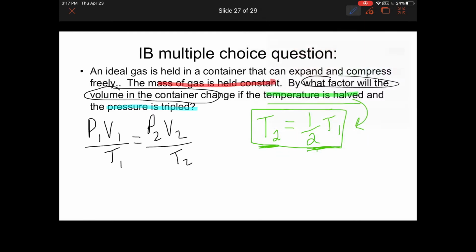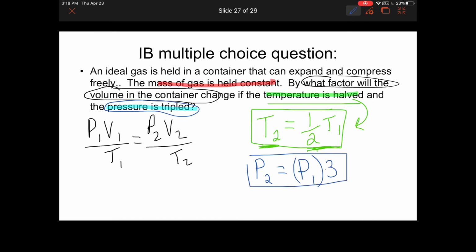Now let's look at the pressure. The pressure is tripled. That just means that my new pressure, or the pressure in my second instant, my second scenario, P final, is just triple. You can write it any way you want, as long as you're expressing mathematically that it is triple the first pressure. That's it. I have now expressed these two very important changes mathematically, and I'm just going to look at how that affects my V2. How is that going to affect my final volume?